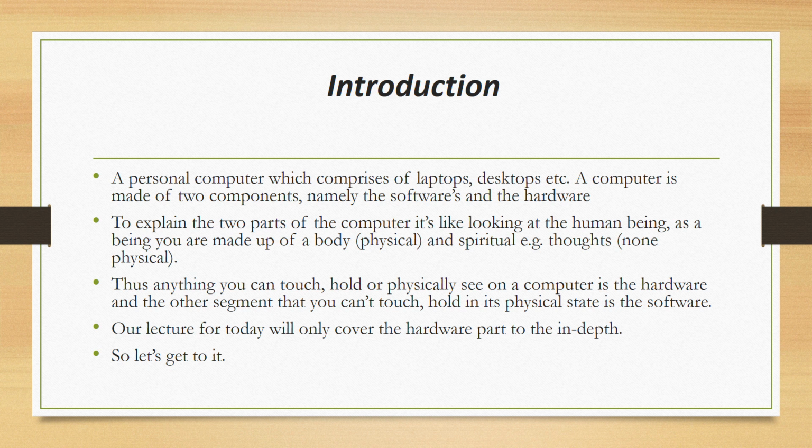In the literal sense, we can compare hardware and software to a human being. A human being is also made of 2 segments: there's a physical one, which is the actual body, and there's a spiritual segment, e.g. thoughts. Thoughts are something that you can't see, but you're able to imagine. But one can't work without the other. We have to combine the spiritual and the physical to make the full component.